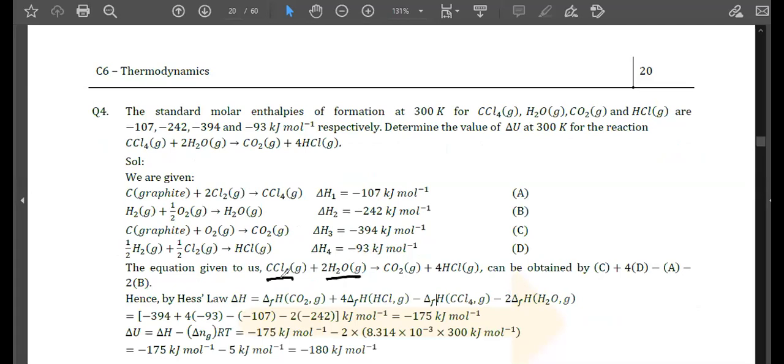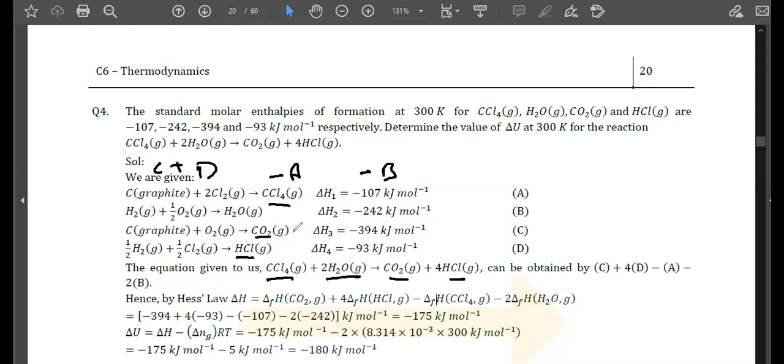Just see the reactants: CCl4, 2H2O. CCl4 is your reactant, so it will be minus A, as simple as that. What is your product? CO2 and HCl. So these two would be plus. And H2O is also a reactant, so this is also minus. So it would be C plus D minus A minus B, because you are inverting these two reactions.